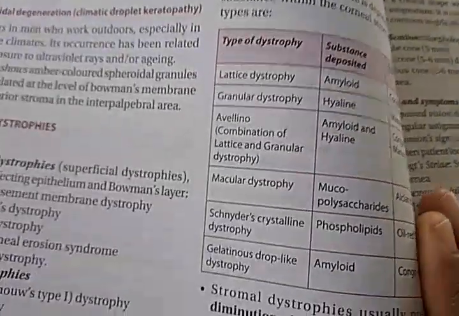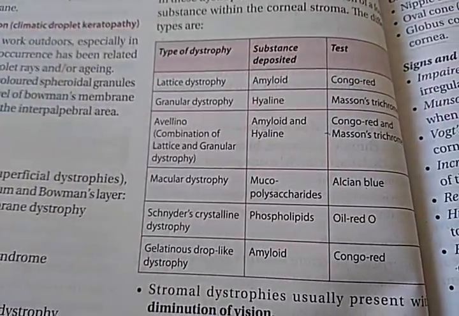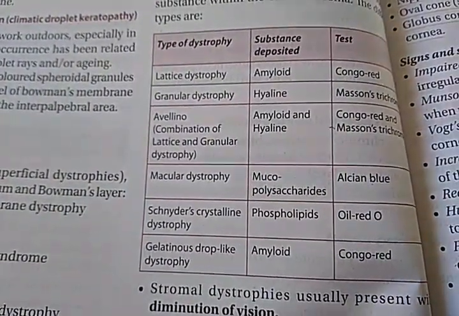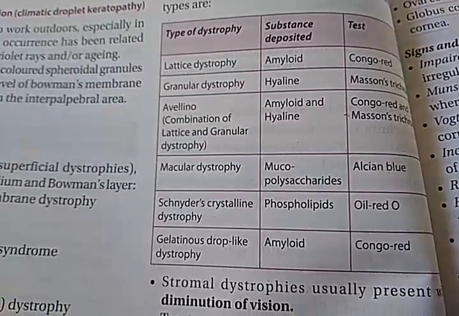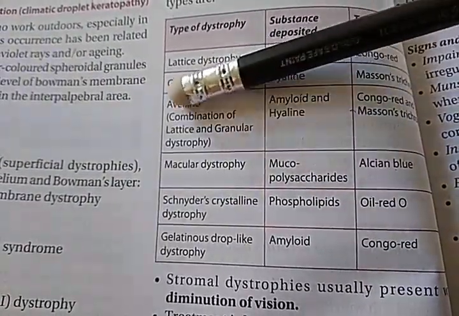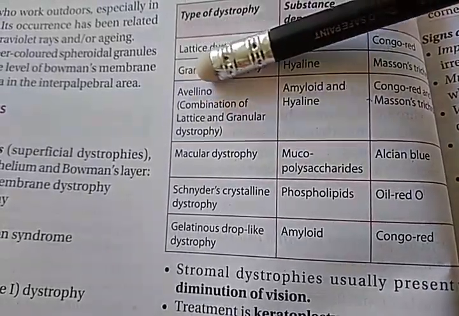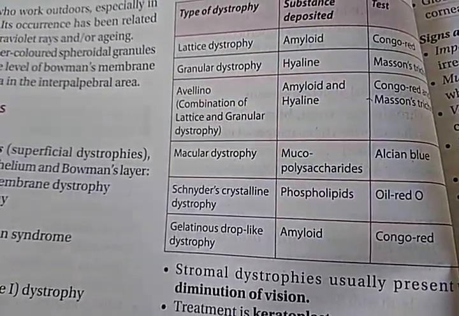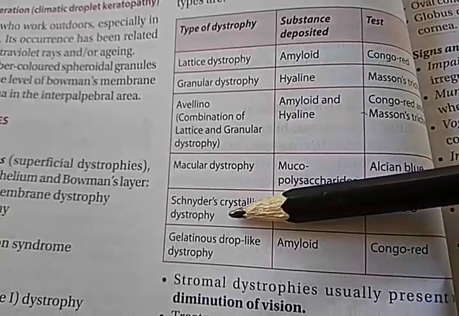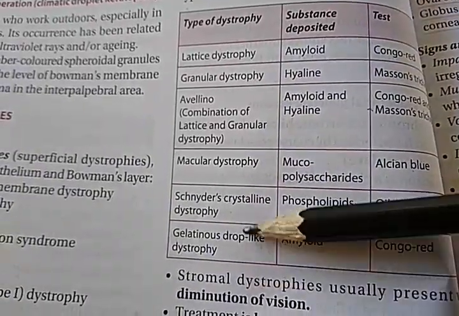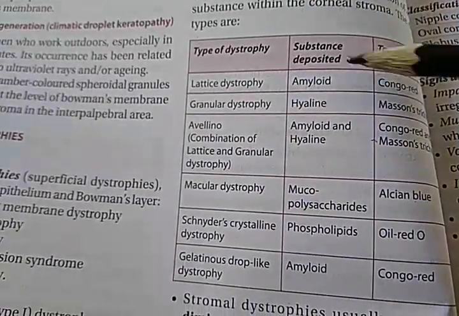This is the cornea chapter, diseases of cornea. Here they are talking about types of dystrophy. Lattice dystrophy, granular dystrophy. We are here. See? Granular dystrophy. Some combination of lattice and granular, which is called Avellino. Macular dystrophy, Schnyder's crystalline dystrophy, gelatinous drop-like dystrophy. So many dystrophies of the cornea, looks like.